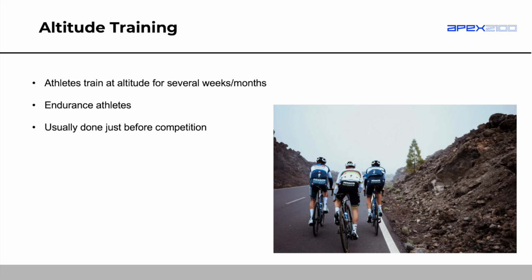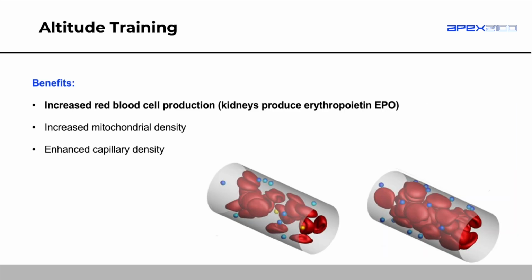Now, altitude training is what we're going to focus on next. Altitude training is athletes who train at altitude for several weeks or months. It's normally endurance athletes who like altitude training. The benefits are mainly for endurance athletes, and it's usually done just before competition because the effects of altitude training don't last very long. We saw that when we looked at EPO. So let's have a look at the benefits of altitude training now.